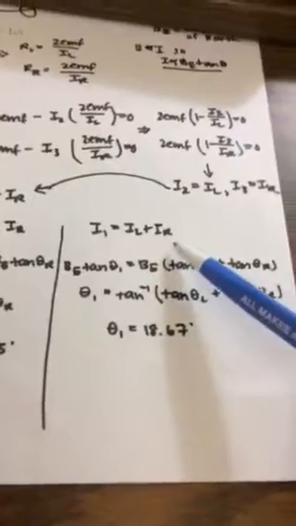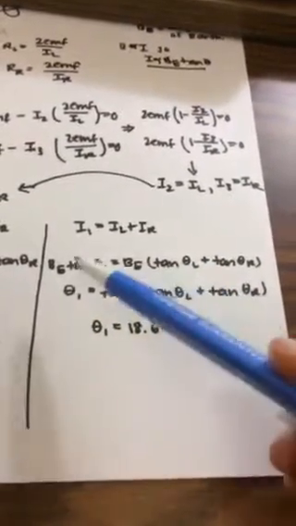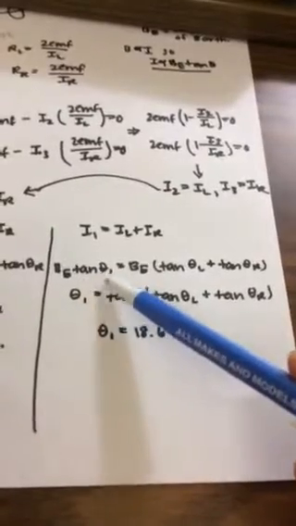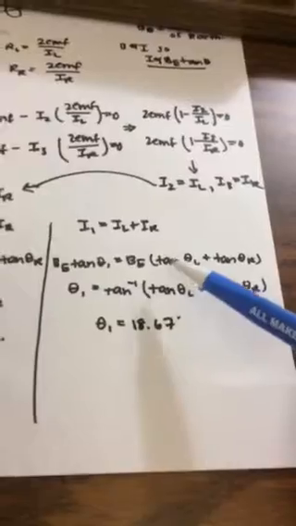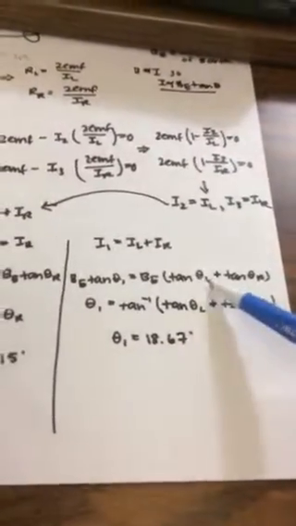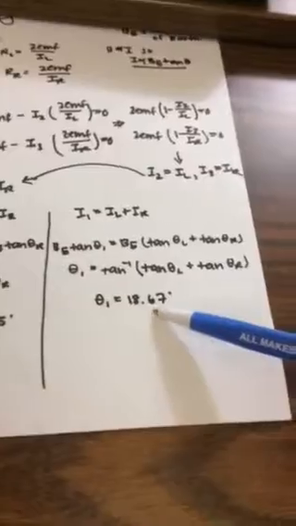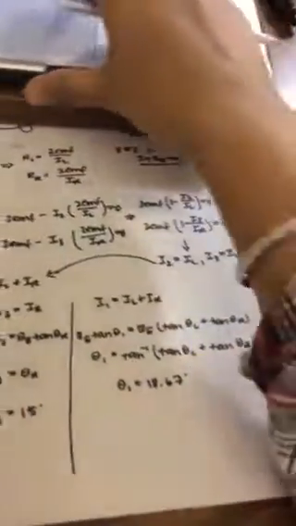Now this is where things change. I1 is equal to IL plus IR. So that changes our equation to the magnetic field of the earth times tan theta 1 is equal to the magnetic field of the earth times tan theta L plus tan theta R. These were determined earlier, right here. So using those, we plug it in, and we get 18.67 degrees deflection.